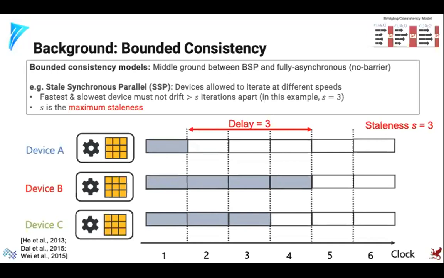S is known as the maximum staleness. And in this example, device D is at iteration four and is about to enter iteration five, but gets blocked because device A is at clock number one. Five minus one is four, and that's higher than the maximum staleness of three.